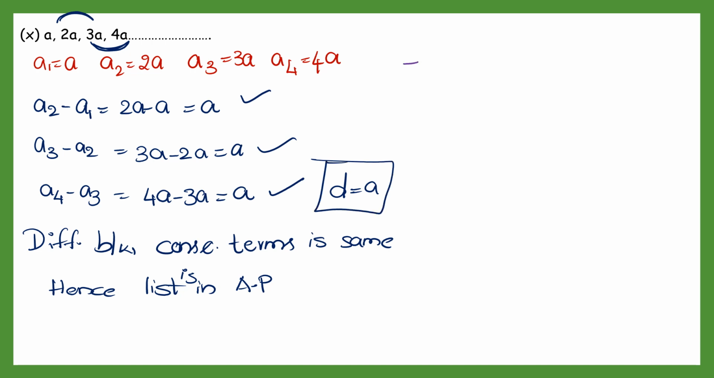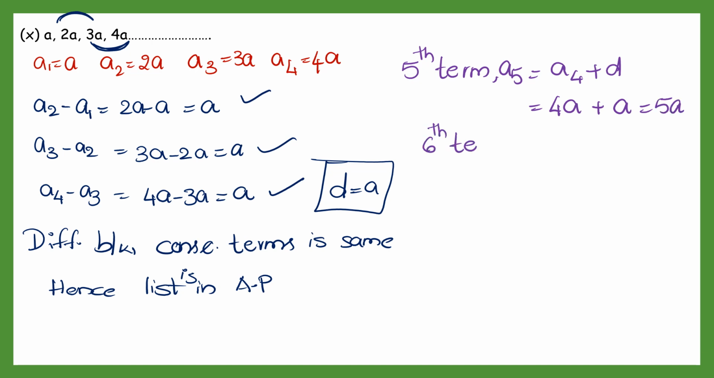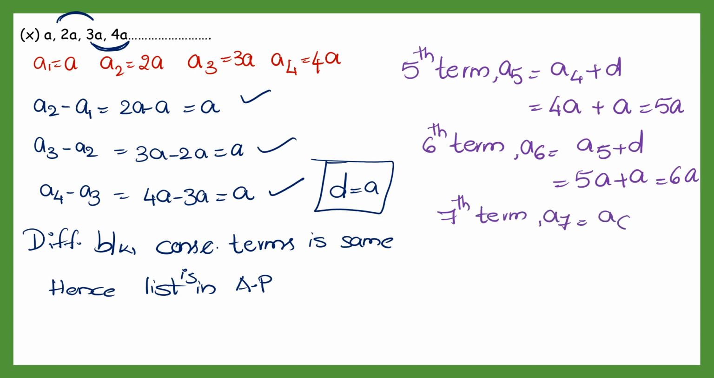Now let's find the fifth term. The fifth term A5 is nothing but the fourth term A4 plus common difference. A4 is 4A plus common difference is A. So we get 5A. Now the sixth term. The sixth term A6 is nothing but the fifth term plus common difference. That means 5A plus A, that is equal to 6A. Now the seventh term. The seventh term A7 is nothing but the sixth term plus common difference. So 6A plus A, we get 7A.